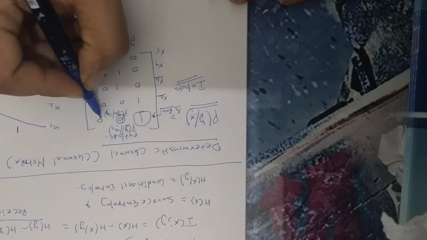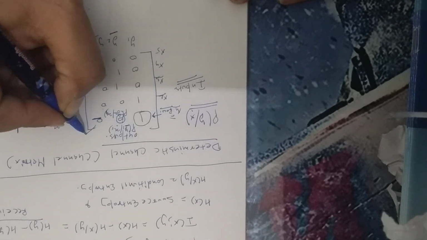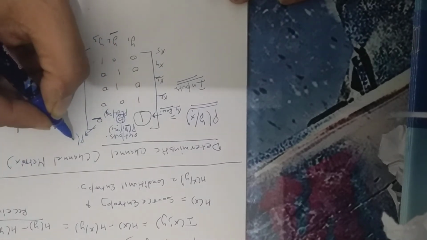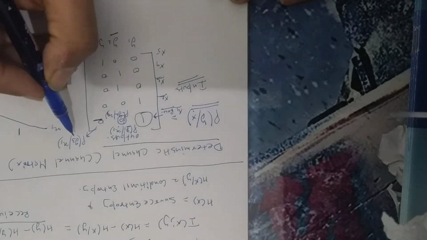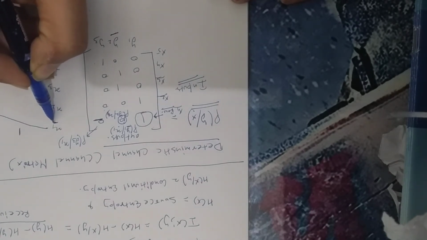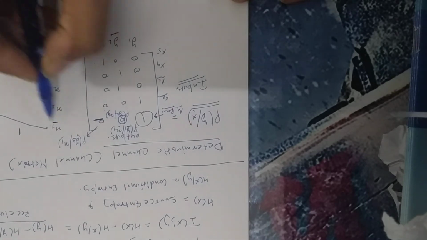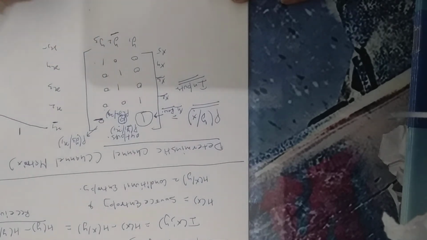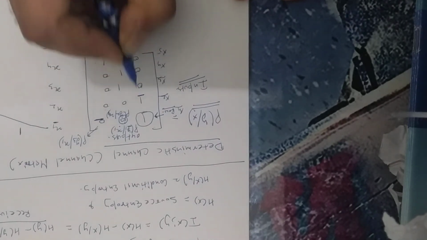Similarly, this third 0 represents the probability of receiving y3 when x1 has been transmitted, and this is also 0. So we need not draw any line between x1 and y3. So I have not drawn any line between x1 and y3. Now we will move on to the next row.